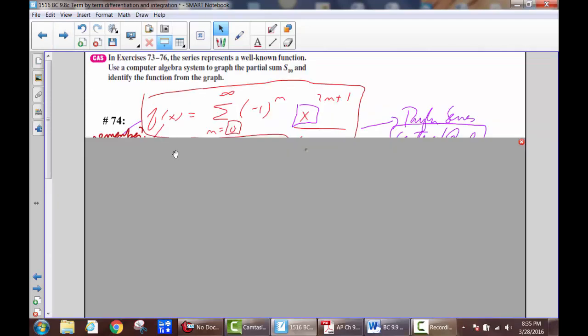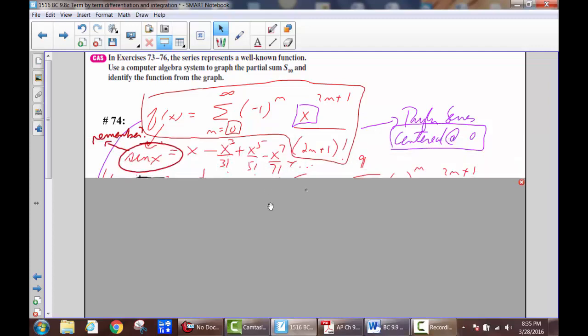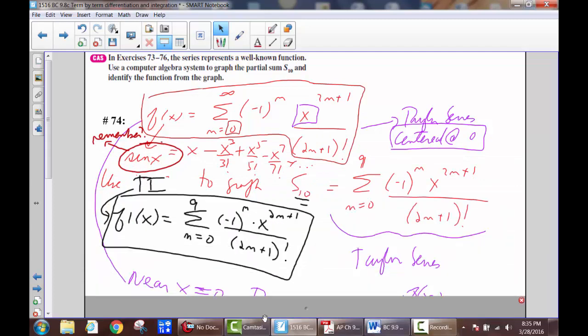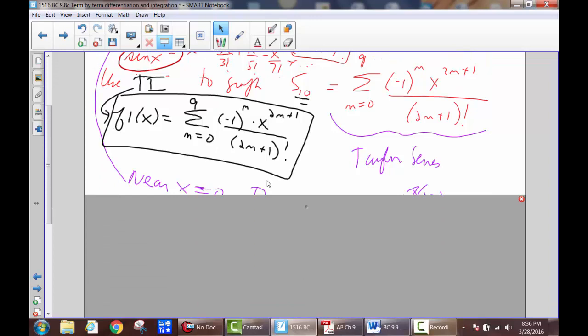Okay, the series represents a well-known function. Use a computer algebra system to graph the partial sum S10 and identify the function from the graph. Okay, so this actually is the sine of x, and what they want you to do is to just enter this and stop it at 9. Okay, and the reason it's 9, not 10, is because we're starting at 0. So 0 to 9 would be 10 terms.